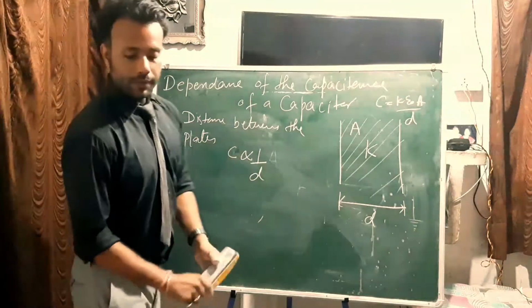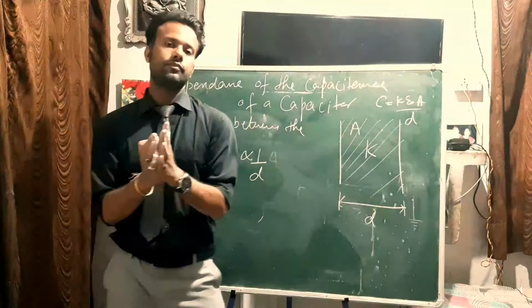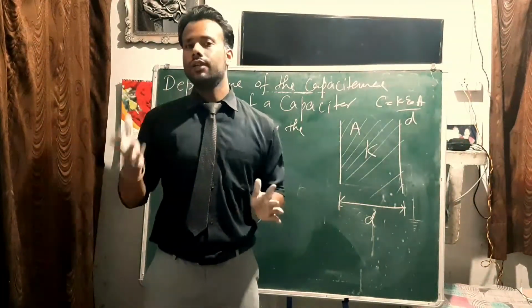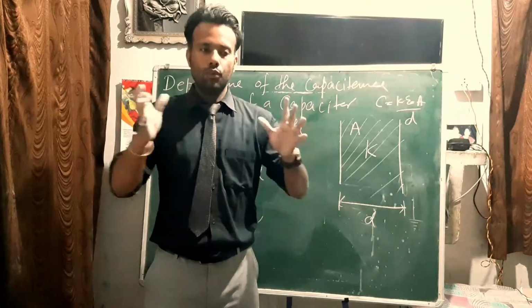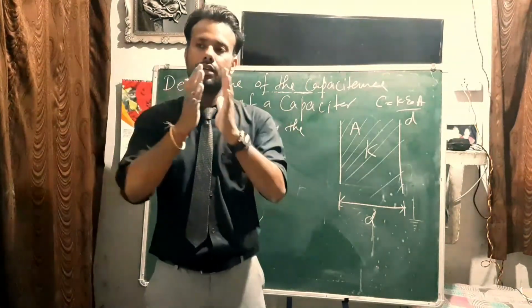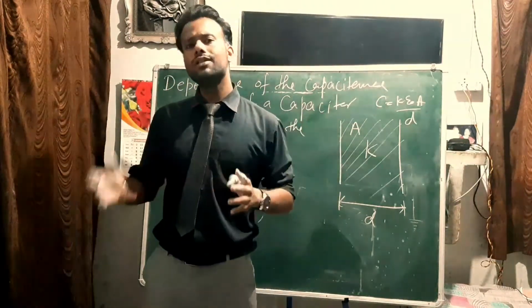So if the plates are close to each other, the capacitance of the capacitor will increase. The closer the plates are to each other, the more its capacitance, and if they are far away, the capacitance will decrease. What is the reason behind it?